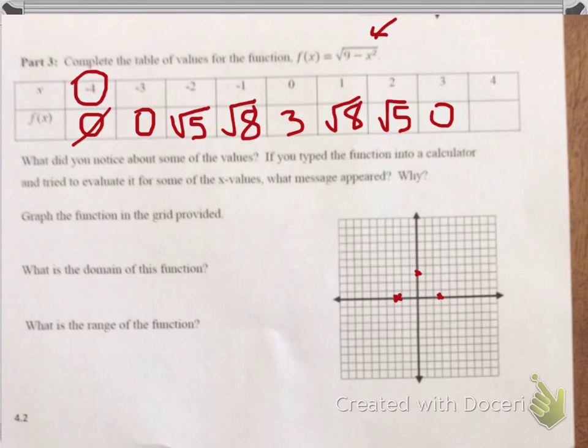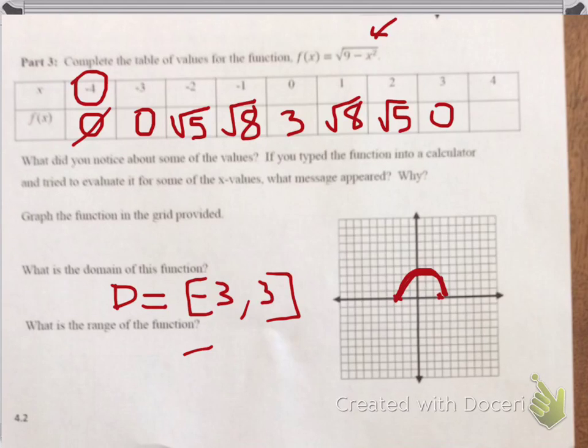Alright, so when I graphed this, I actually get a graph that looks like this time, just kind of a little half of a circle almost. So what's the domain of this function? The domain goes from -3 to 3, and the range of this function goes from 0. And how high does it go? It goes up to 3. So that's the domain and range of this function.